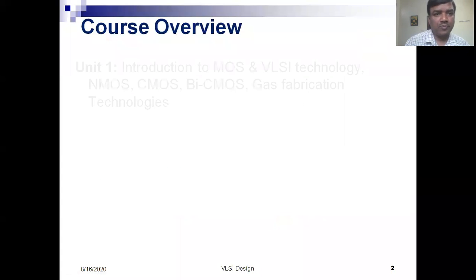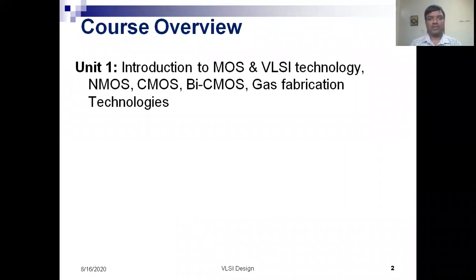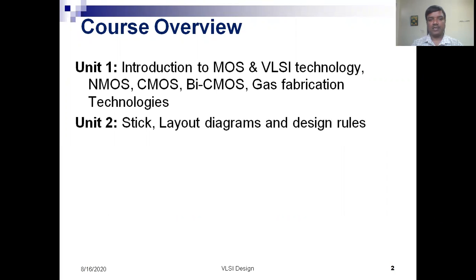We'll see the course overview. In the first unit, we are going to see the MOS and VLSI technology, that is NMOS, CMOS, PMOS, BiCMOS, gallium arsenide, and various fabrication steps. In unit 2, we are going to see the stick and layer diagrams of various digital logic circuits with the help of Boolean expressions.